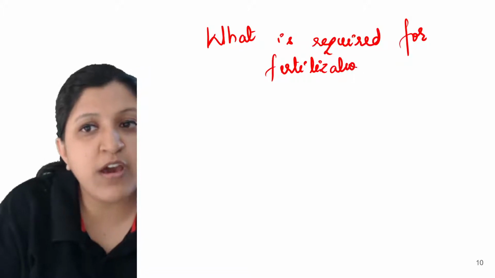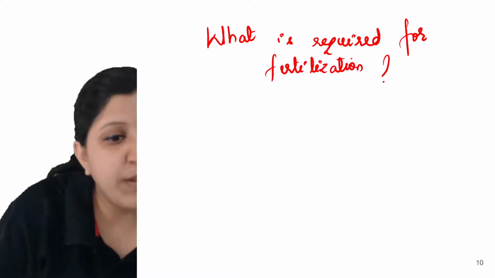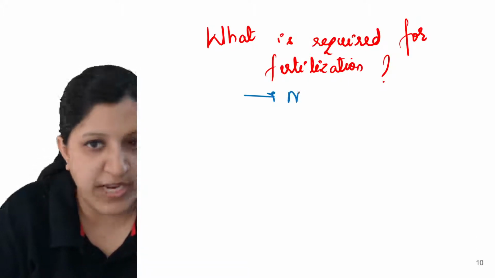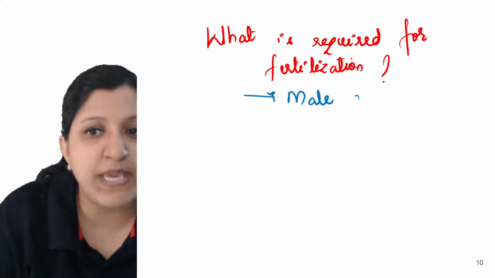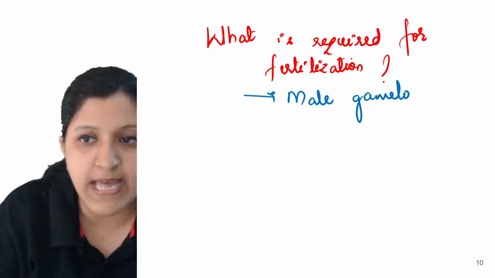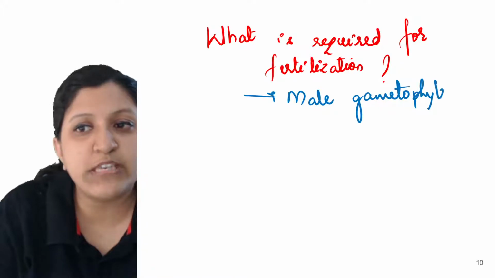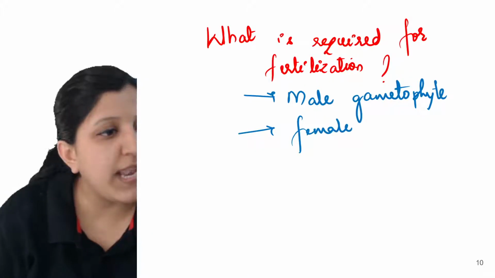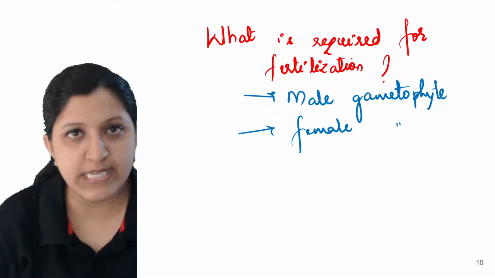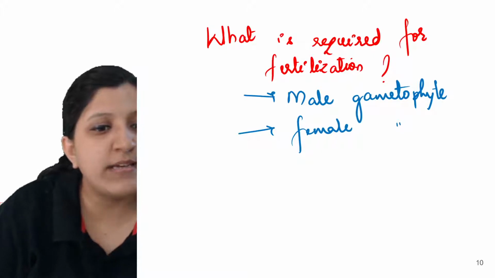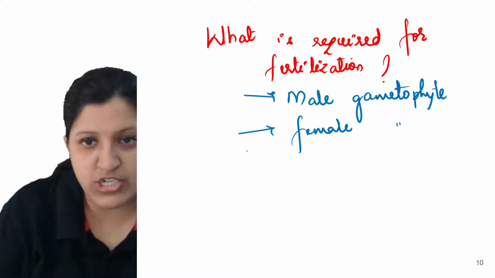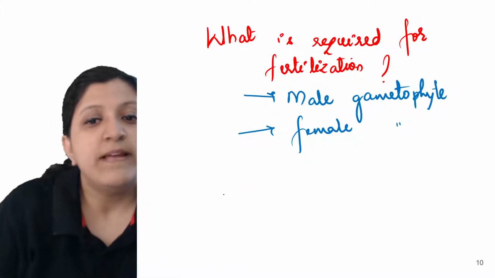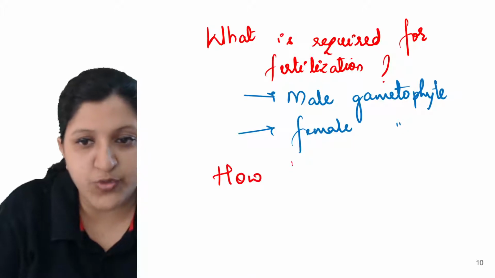Here we will be studying the male gametophyte and also the female gametophyte. Let's see what exactly the male gametophyte is, and then we will also see what exactly the female gametophyte is. Then where exactly these male and female gametes are present. Then next is what fertilization is, what is required for fertilization, and how fertilization occurs. We will see this as well.